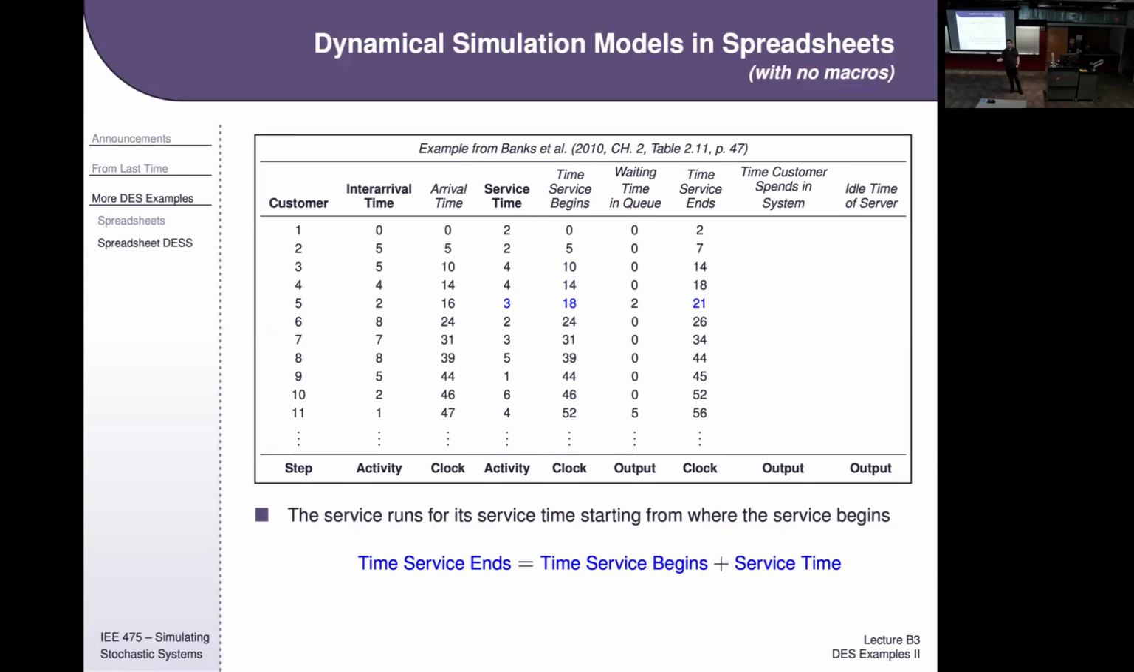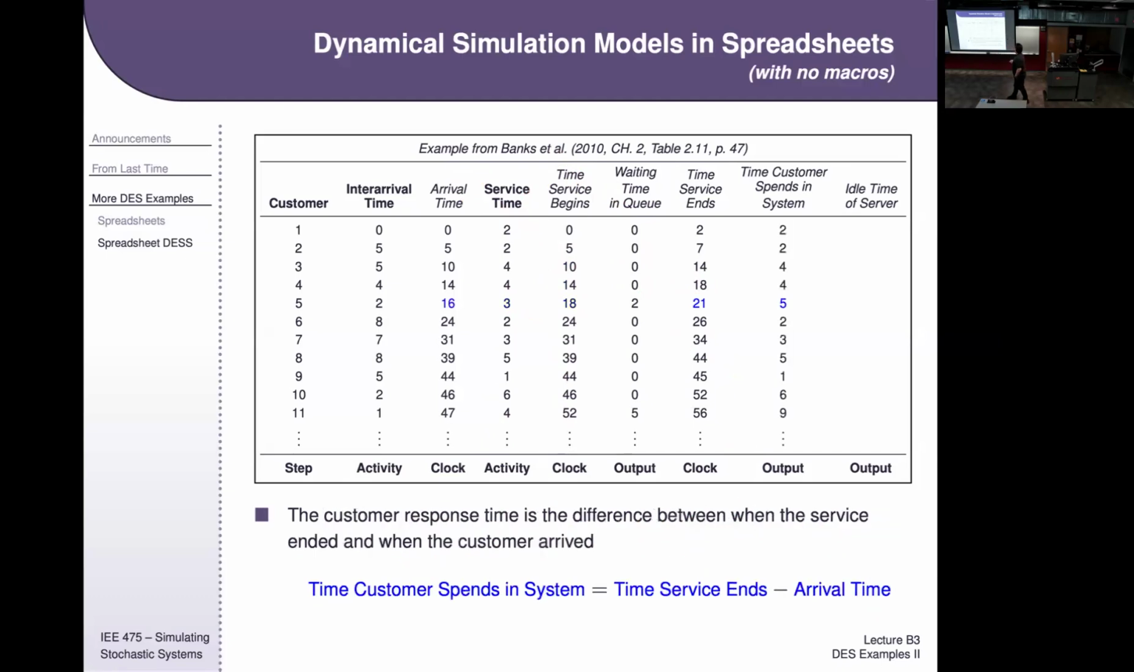So now I know when their service ended. So I know when they depart the system. So how long do they spend in the system? Well, that relationship will always be for every customer, the time that their service ended minus their arrival time. So up here, this customer 5, I got that because their service ended at 21, but they arrived at 16. 21 minus 16 gives me that 5. That's how long they spent in the system.